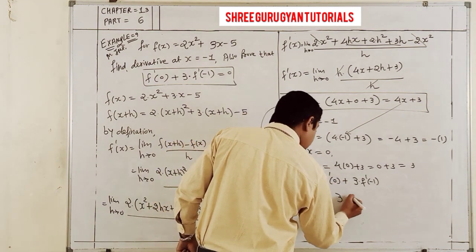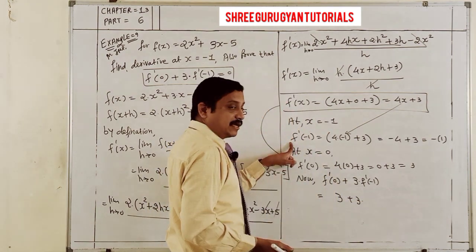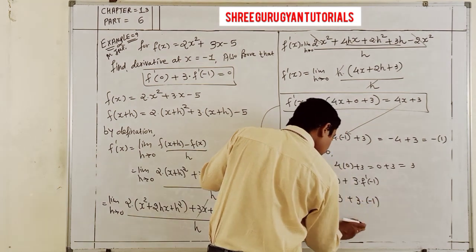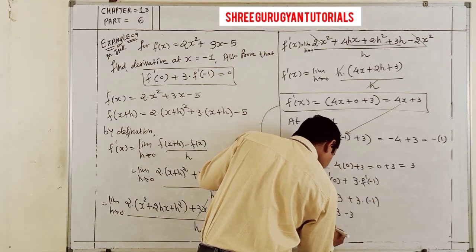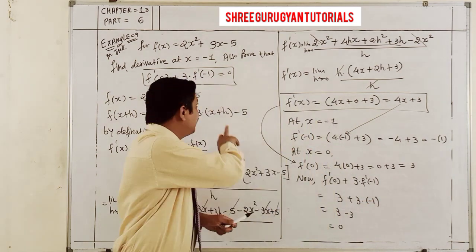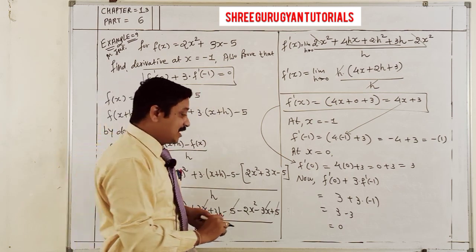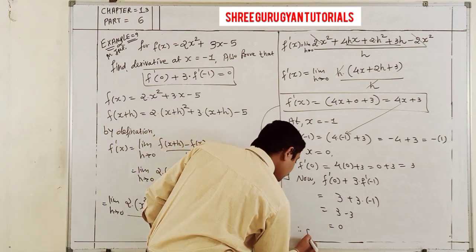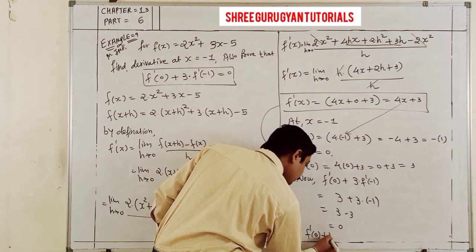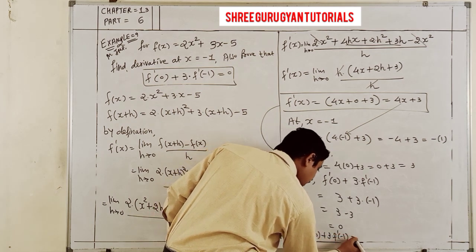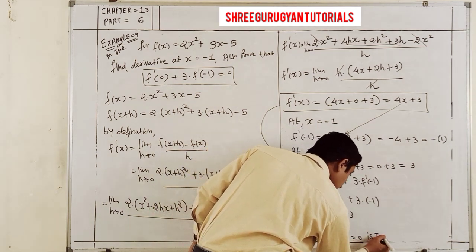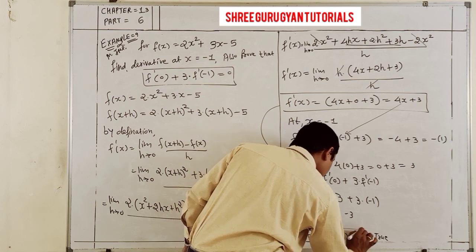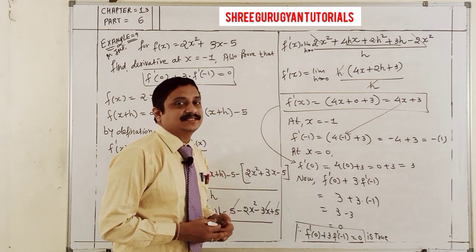Now our target is achieved for this part, the LHS, proving f'(0) + 3 times f'(-1). f'(0) is 3 and f'(-1) is -1. So your answer is 3 minus 3, which is 0. Check, the RHS is done. Therefore, we can say f'(0) + 3f'(-1) = 0 is true. Now here you are proving easily and successfully, students.